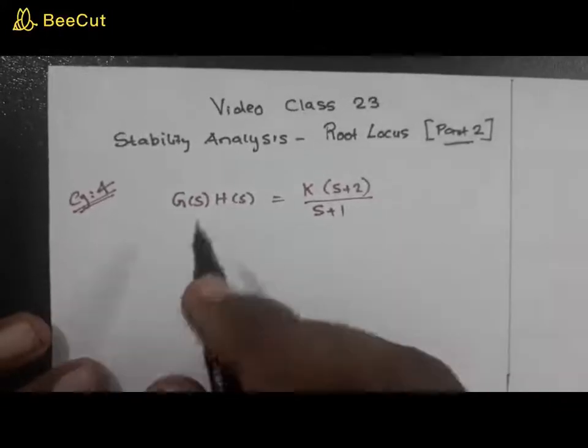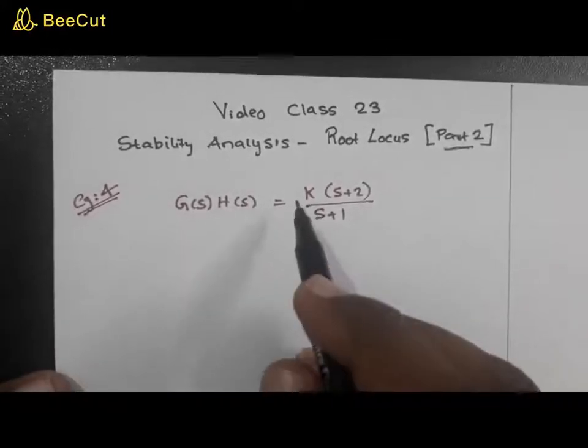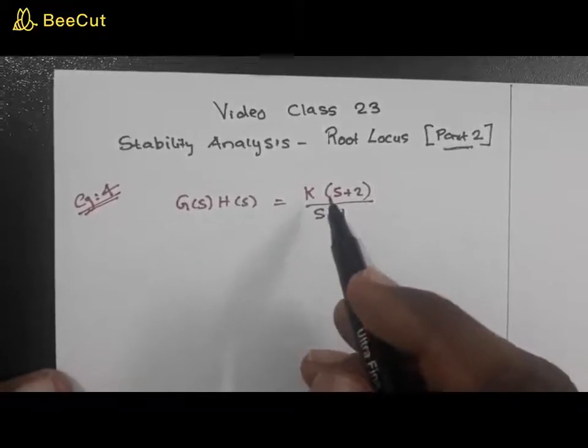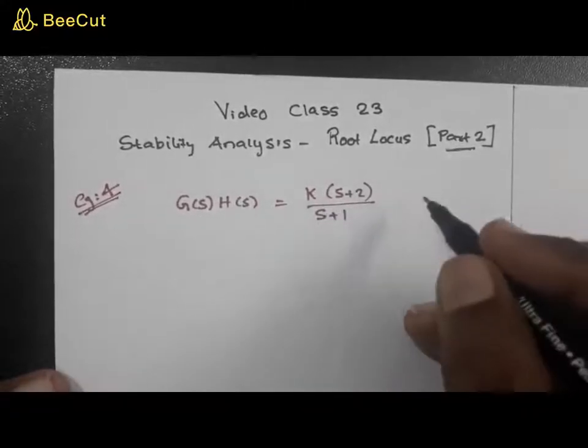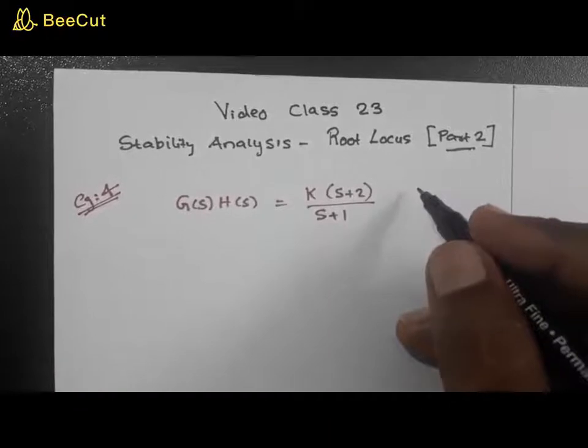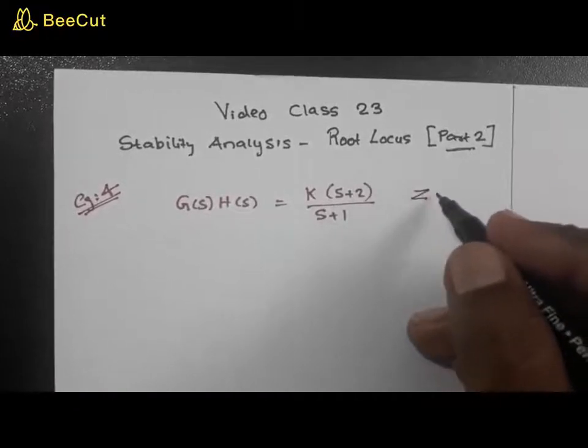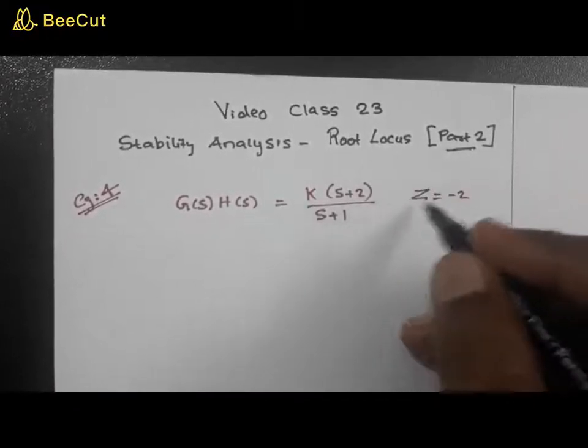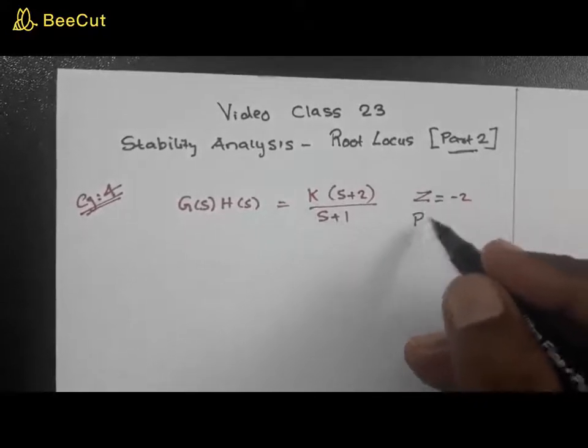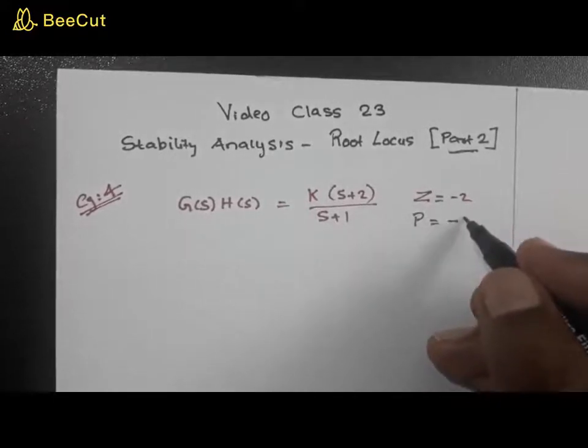Now look at this example 4. You have an open loop transfer function G(s)H(s) is equal to k into (s plus 2) divided by (s plus 1). So you have a zero here, say z is equal to -2, and you have an open loop pole at -1.